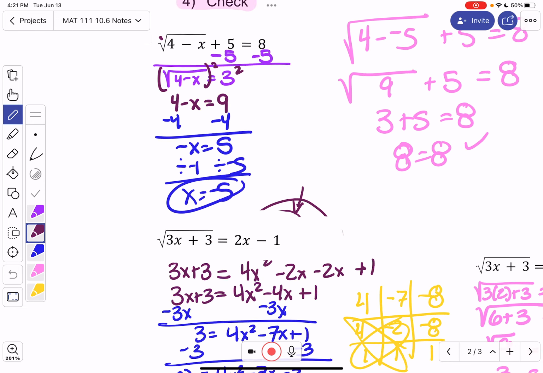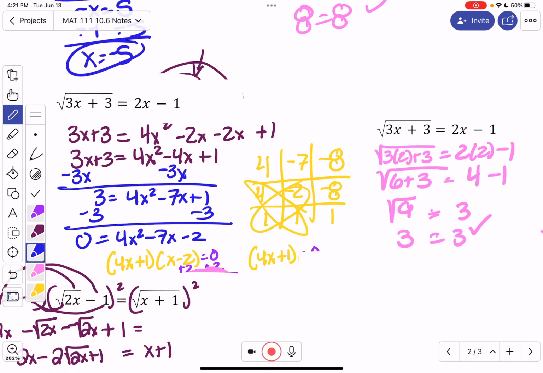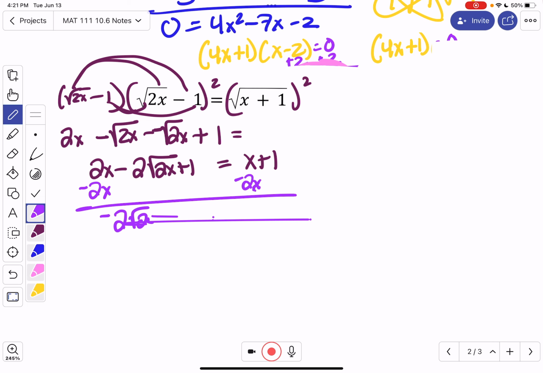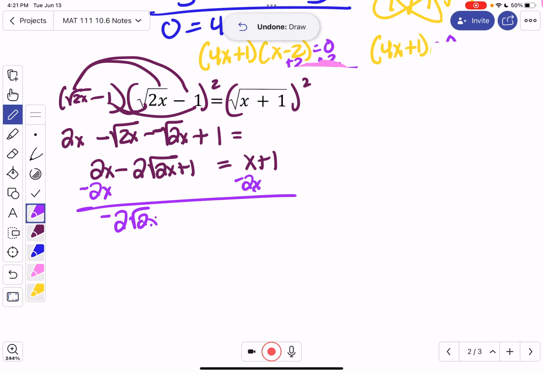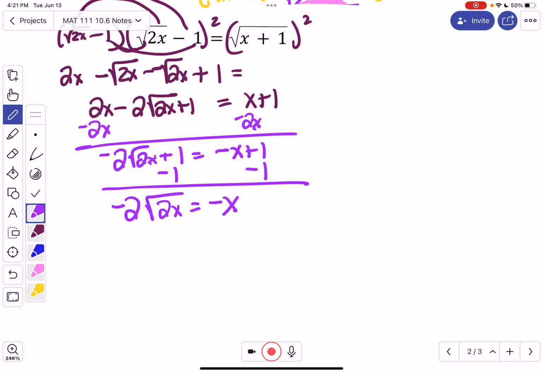Now, if we go back up here, solve. First, we need to repeat 1 and 2 if there's another radical, which there is. So we first need to get this radical alone. So I'm going to subtract 2x. I get negative 2 radical 2x plus 1 equals negative x plus 1. Subtract 1 from both sides. Negative 2 radical 2x equals negative x.